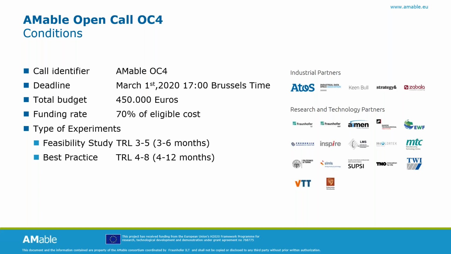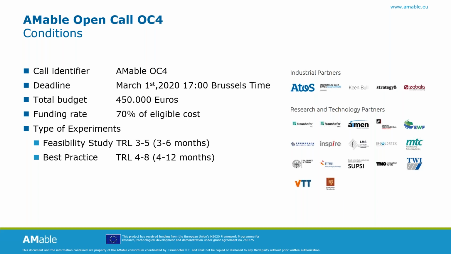Short resume, call identifier OC4, deadline 1st of March. Total budget that we allocated for this 450,000 euros. The funding rate is 70% of the eligible cost. Here, please let me quickly state eligible cost, that's direct cost as well. So if you have personnel costs, then please look at the direct cost and not cost including overhead. So it's direct cost that you have to pay for an employee. It's not including the overhead. The overhead is coming on top, but that's also explained in the guide for applicants.